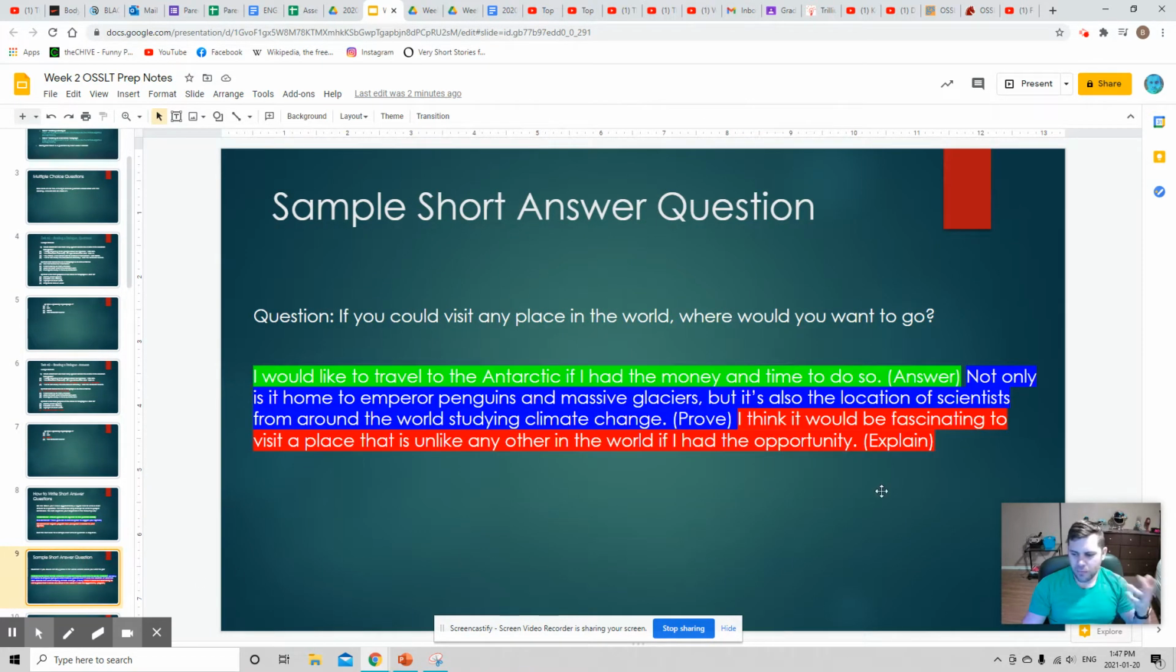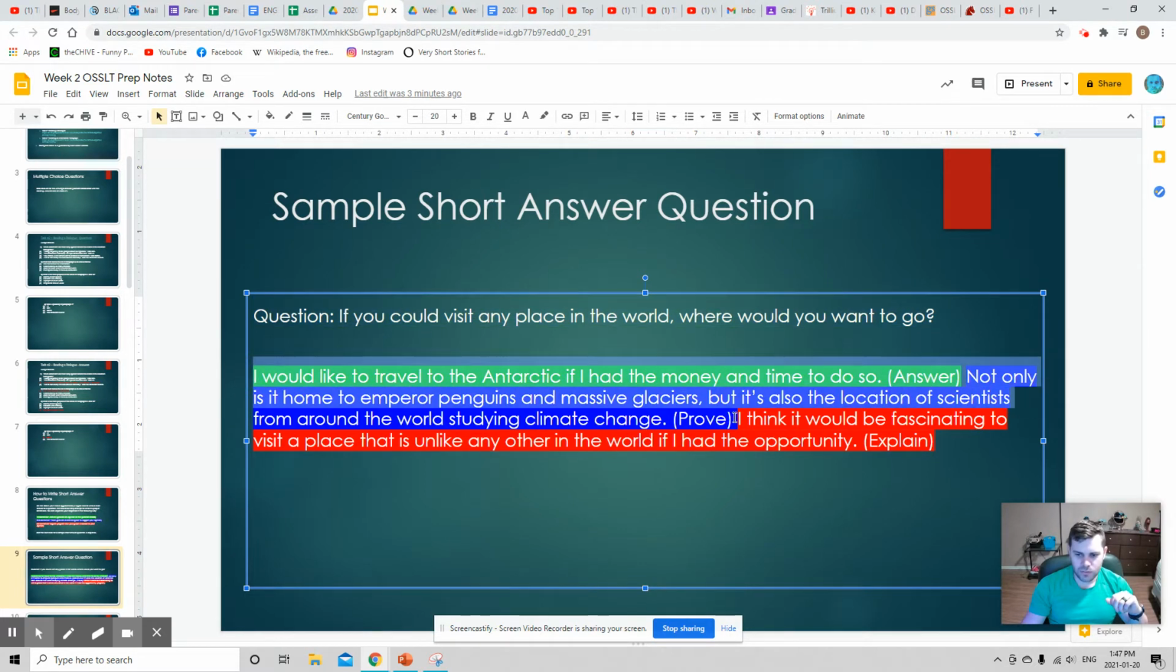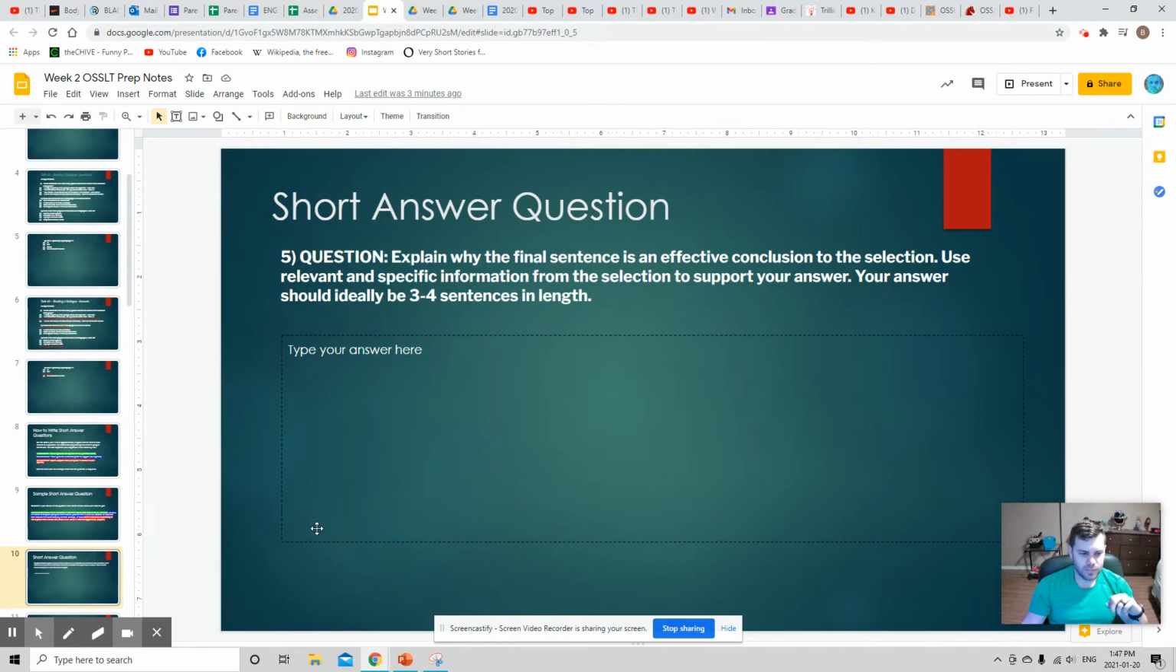So this is an example from last week that I just copy and pasted into this week. Give you a very simple question. If you could visit any place in the world, where would you want to go? So rather than just saying, I would like to go to Japan, here is a more complete, more comprehensive, and persuasive answer. I've color-coded it for answer, prove, and explain. You don't need to color-code it when you write. But let's go into an example right here.